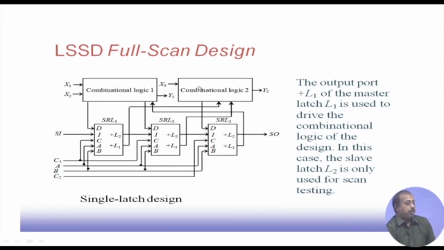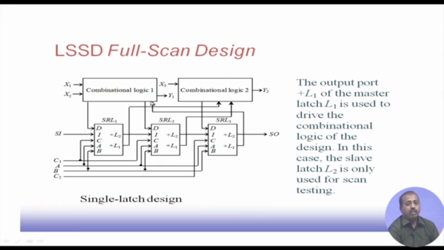Now, to handle this scan shifting part, this scanning line is coming and this L2+ line is driving the input of the next latch. Similarly, this L2+ line drives the next latch. This way, this SI line and L2+ lines construct the scan chain. And this L1+ line is used for driving the circuit. So this L1+ line drives this circuit and this L1+ line drives this circuit.